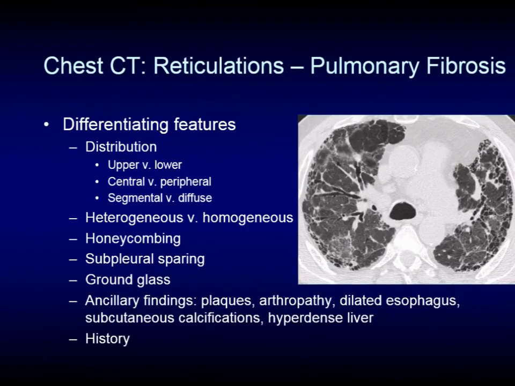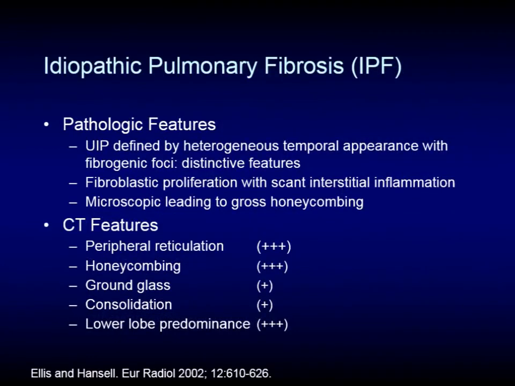In the setting of amiodarone toxicity, there may be a hyperdense liver or thyroid. And certainly, history is hugely important to help narrow the differential diagnosis or at least figure out what the pattern may be representing. So as you all know, UIP pathologically is characterized by temporal and spatial heterogeneity, and the most distinctive feature here is the fibrogenic foci.